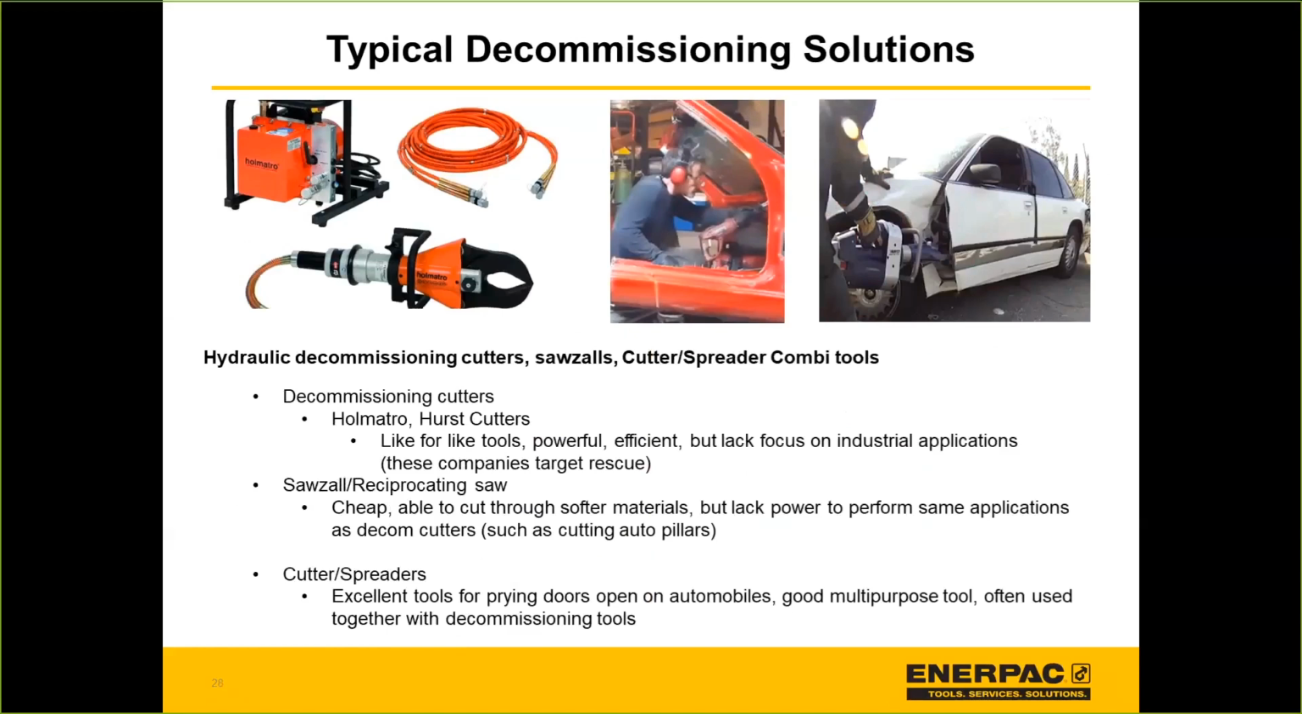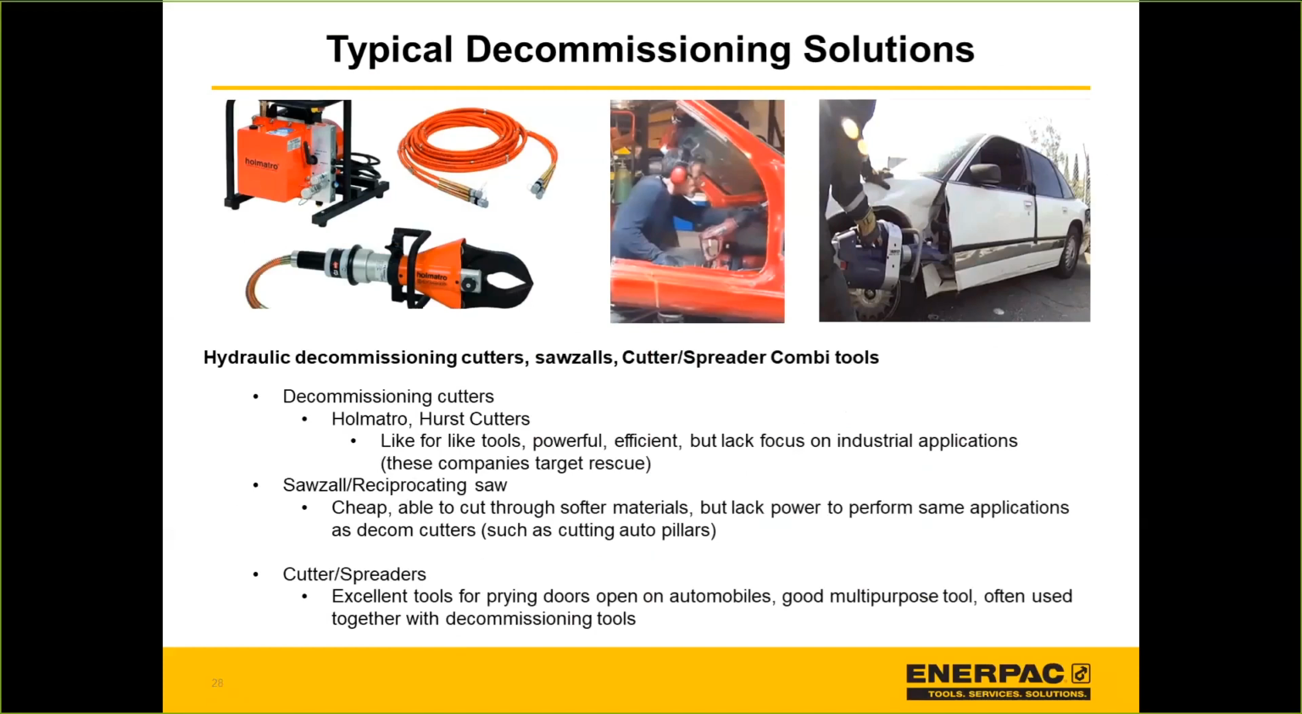So there are a lot of different solutions out there in the market, from the recip saw to the combination tool to this competitive like-for-like solution with the picture on the left. What's nice about our decommissioning tools is that the size, the way that the head is designed, and the power of the tool make it an ideal solution for these types of applications where it would be difficult to use a different type of tool. It's hard to imagine trying to use a recip saw or even a cutter spreader on an application like getting through a door pillar or removing parts of the exhaust of the undercarriage of a vehicle.